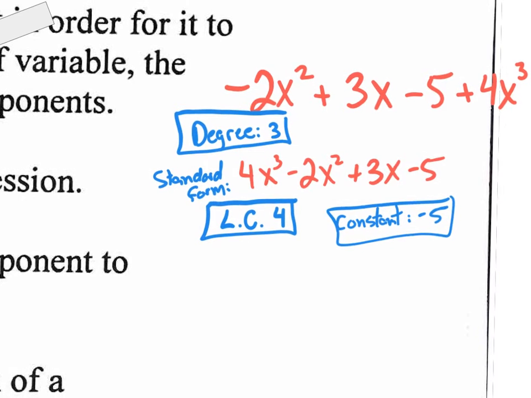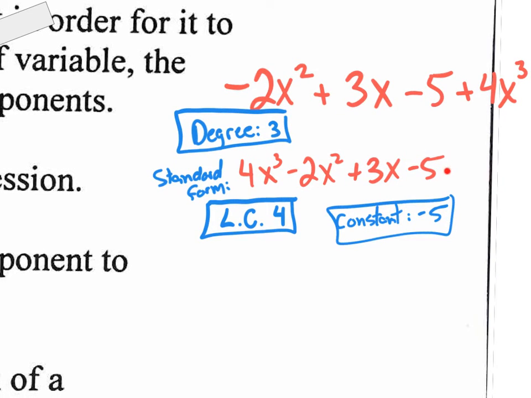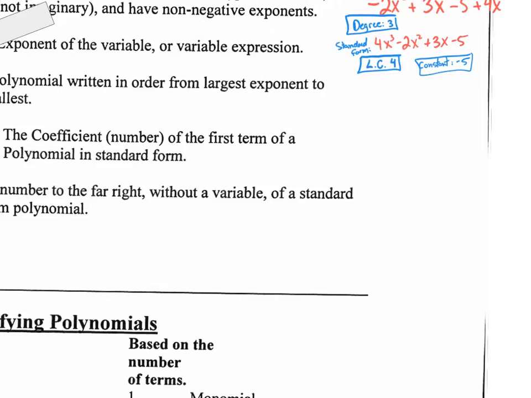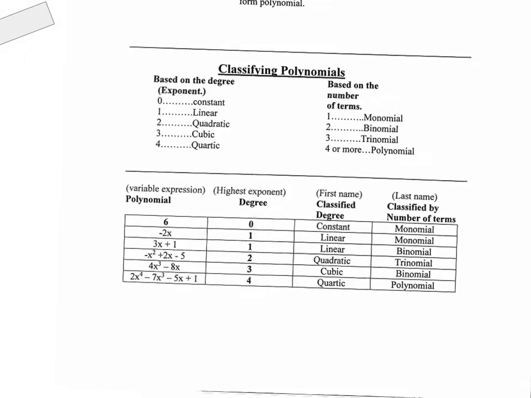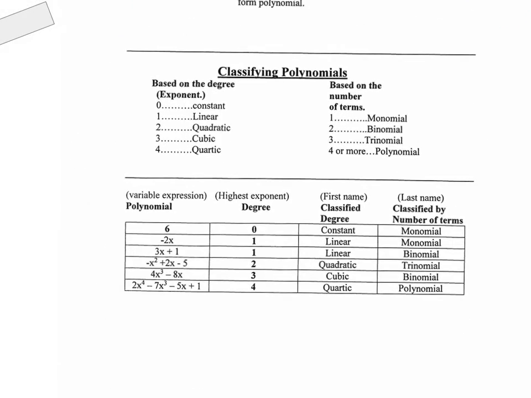If this 5 right here had an x, it would no longer be a constant term, right? So if you don't have a number without a variable, then you could say that your constant is 0, right? Good question. Anyway, we've gone over all the vocab words. Let's move on to the next part, classifying polynomials.